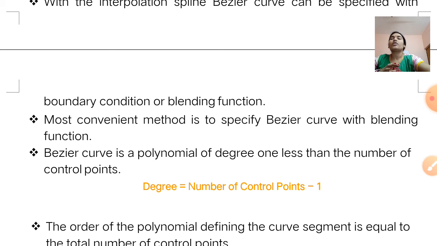A Bezier curve is a polynomial of degree one less than the number of control points. That means the degree of the Bezier curve is the number of control points minus 1. In this way we calculate the degree of a Bezier curve. If the number of control points is 5, then the degree is 4, that is 5 minus 1.